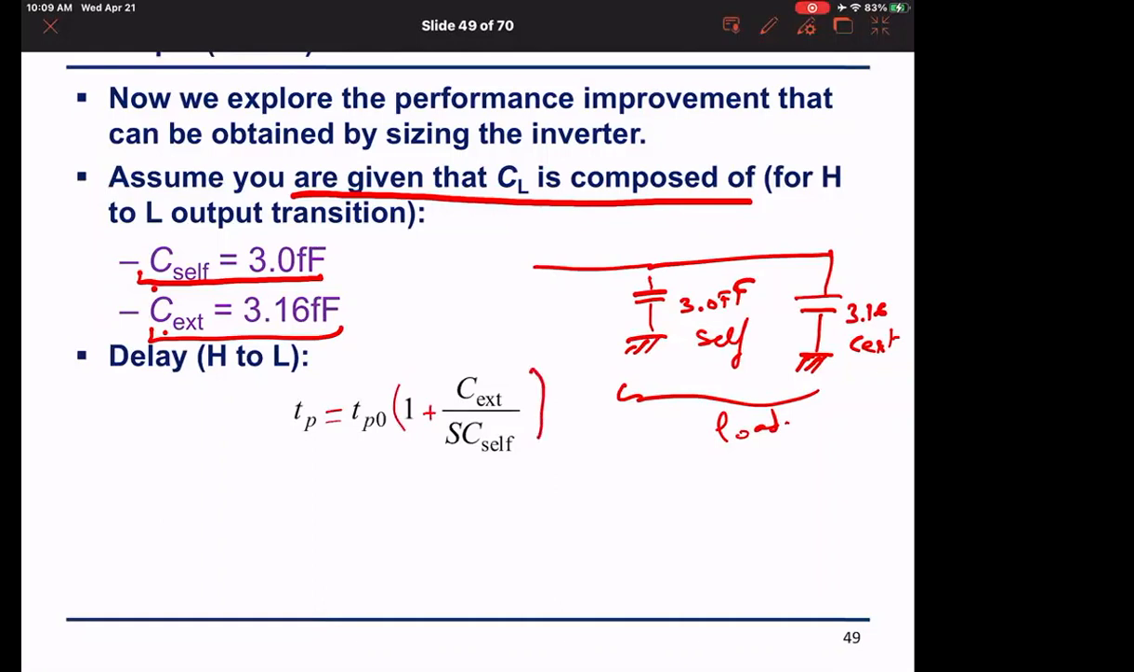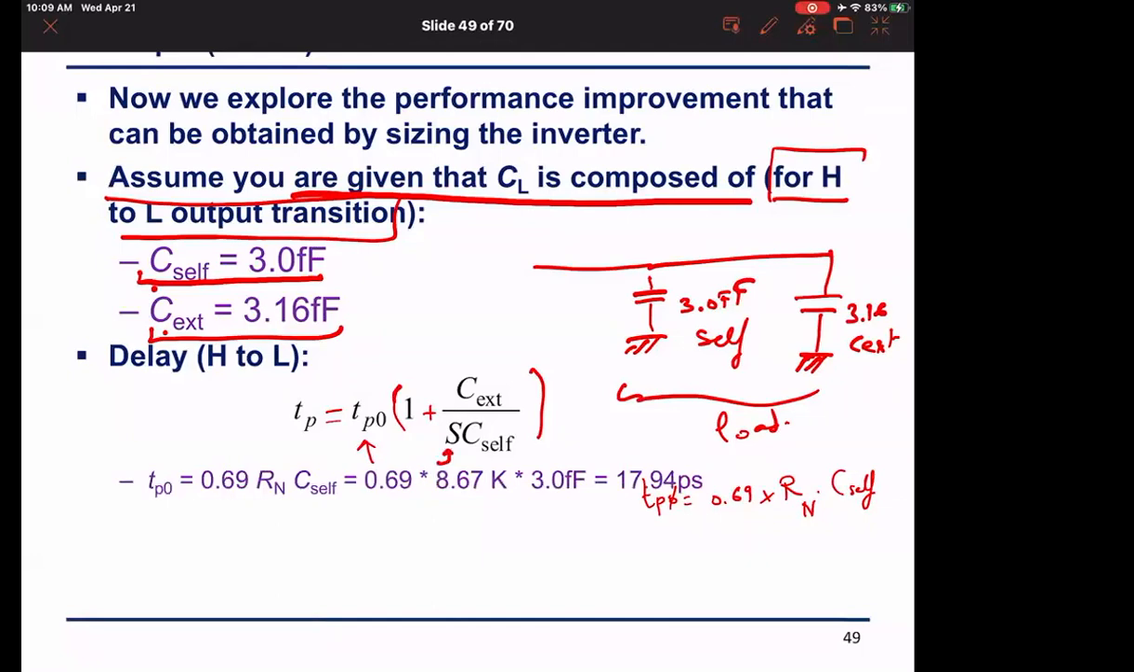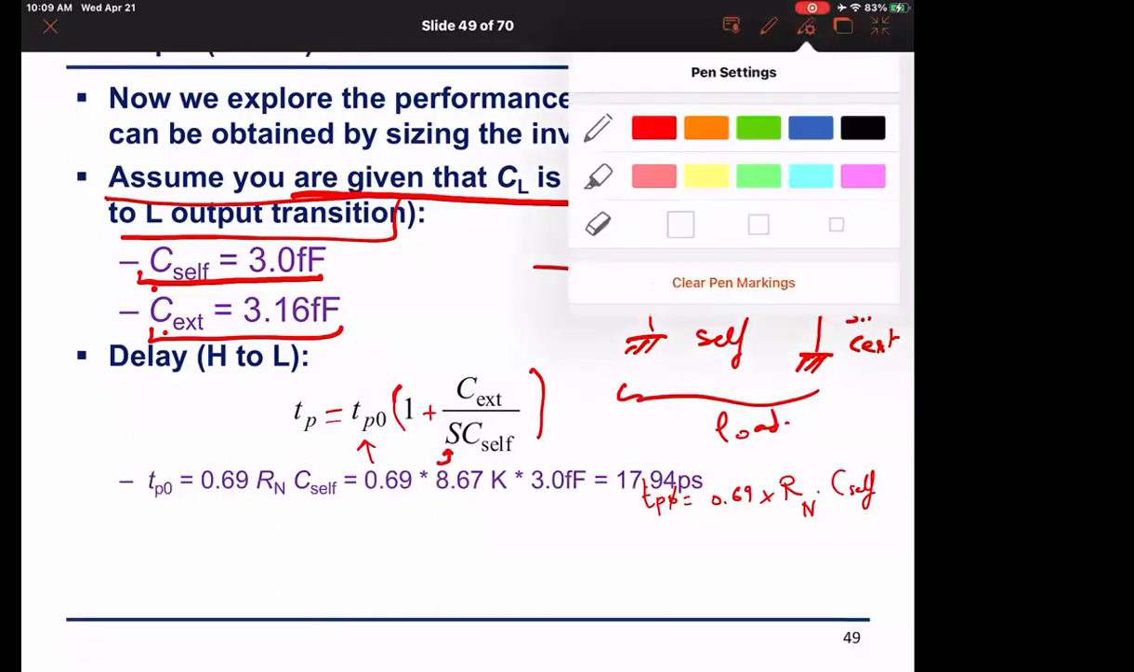Okay, and TP0 we are going to write it as 0.69 times R. Since he asked me for the high to low transition on the output, the device which is working is the pull down, or the N, because the output is transitioning low. So 0.69 Rn times C self, this is TP0, into 1 plus C external over S C self. Okay, great.